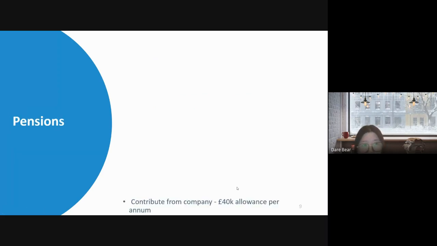And pension. So the company can make contributions for employees or directors into their pension pot, and each employee or director has a 40K allowance per annum to let the company use to deduct their corporation tax liability. It means that any pension contribution from the employer can be tax deductible.